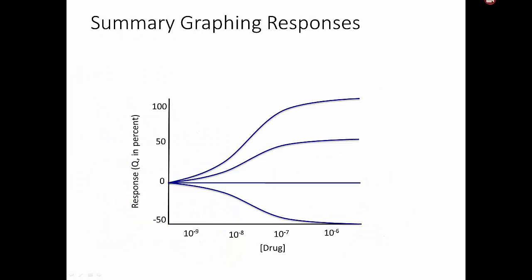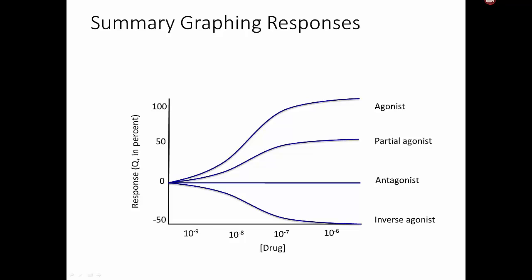Here is a summary of the dose-response graphs. The graph has the concentration of the drug on the x-axis and log scale, and the response, which you may see called Q, on the y-axis. Take a moment to think about which plot represents a partial agonist, an inverse agonist, and an antagonist.